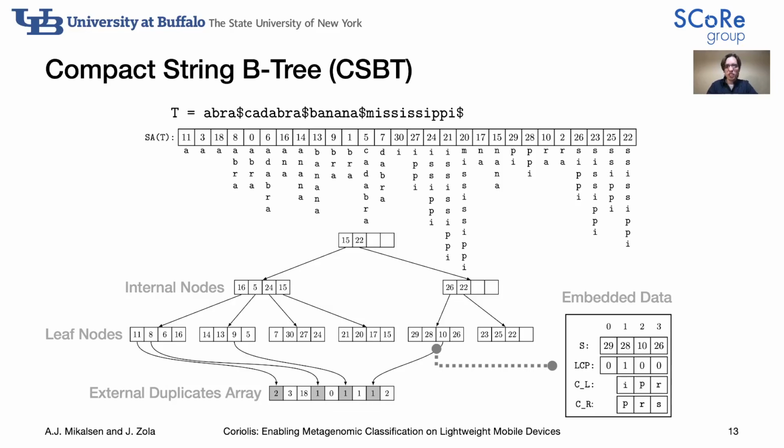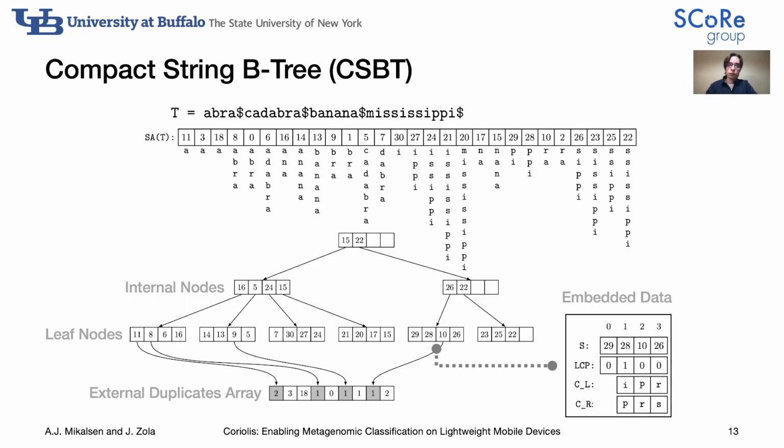So to reduce the size of this tree, when we have duplicate suffixes, like for example A, we have 11, 3, and 18 that all correspond to the suffix A. We only store one of the representative suffixes in the tree, and then all duplicates are stored in an external array, and we have a pointer from the representative suffix to the list of all its corresponding duplicates.